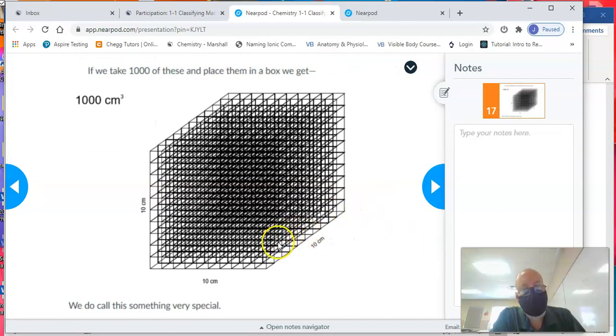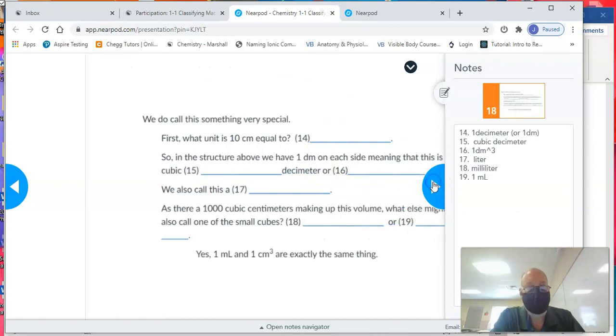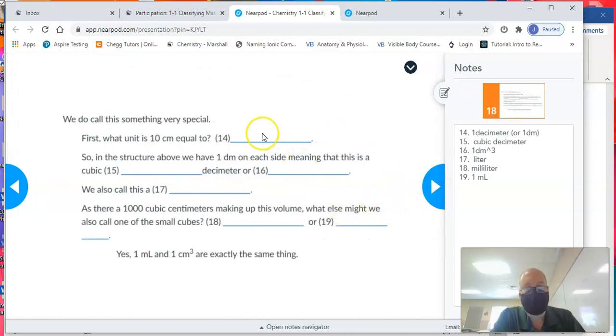Then finally, if I multiply each one of those planes of 100 cubic centimeters in the depth direction, I'm going to multiply 10 by 10 by 10, I get a total of 1,000 of these cubic centimeters in this box. And this is called something very special to us. And we'll talk about that in the next slide, but this is 10 by 10 by 10 cubic centimeters, or 1,000 cubic centimeters. So this is, like I said, something fairly special.